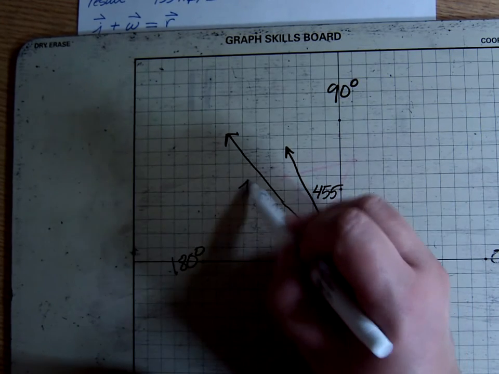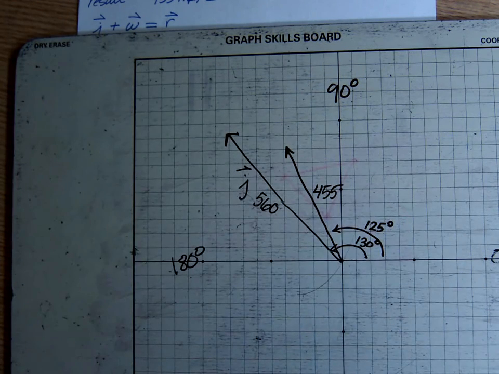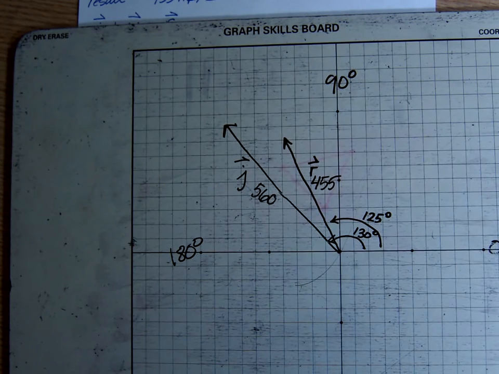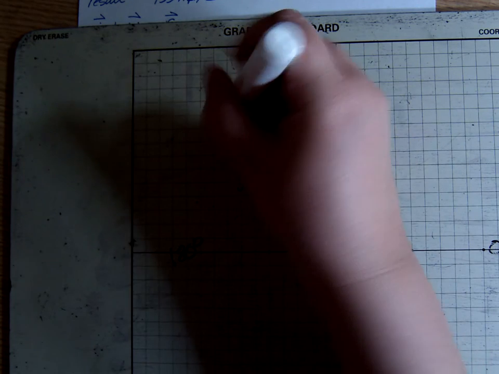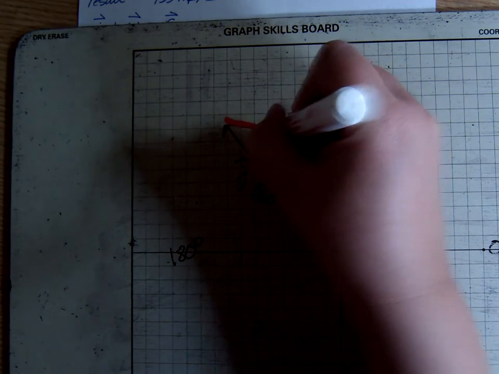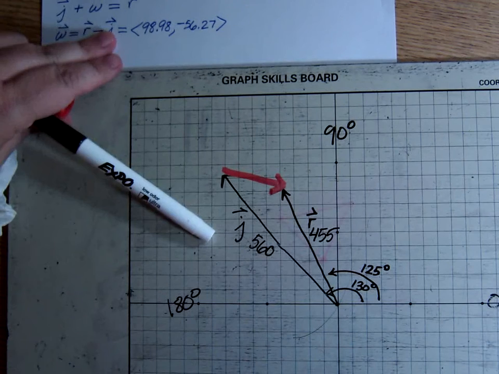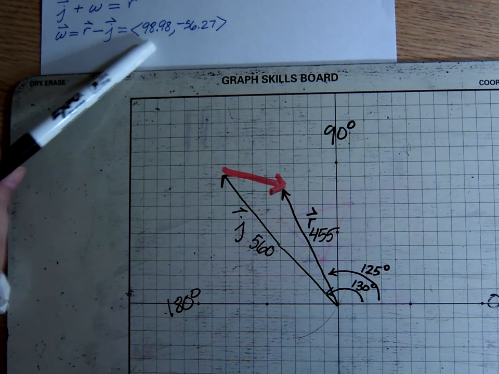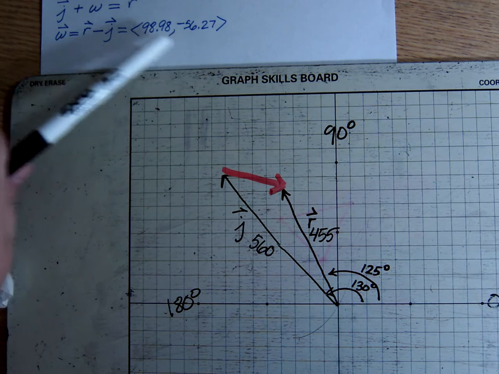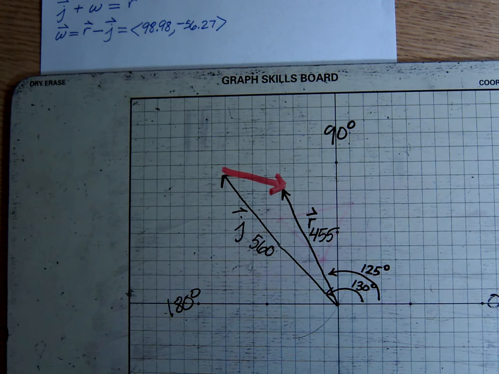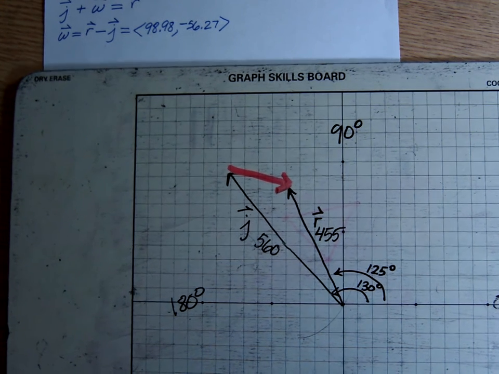So this is the original jet. This is like if the jet were not affected by the wind at all. This is the final result after the jet's affected by the wind. And remember, the jet plus the wind equals the result. So that means my wind is doing something along the lines of this. In component form we got 98.98 and negative 56.27. This is right and this is down, which makes sense because this is going down and to the right. So my vector for the wind is indeed going down and to the right. It does make sense in the context of the problem.